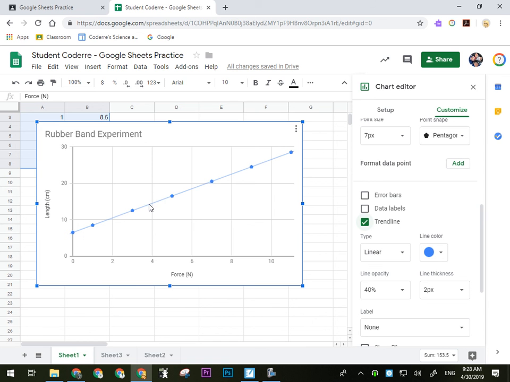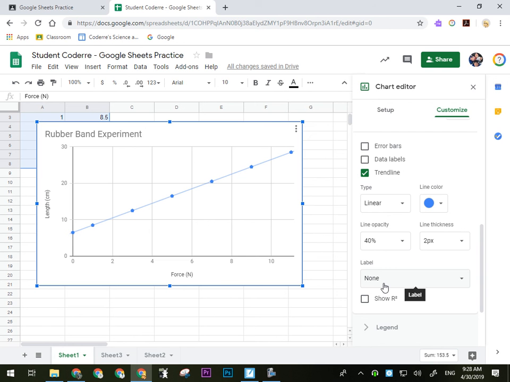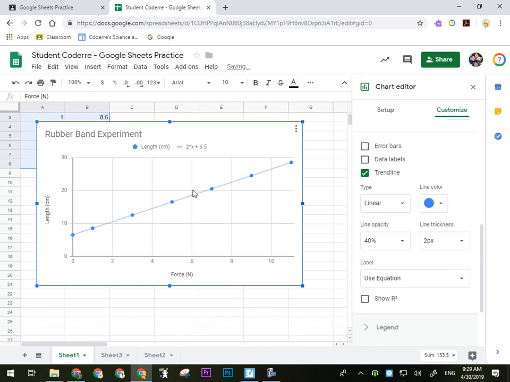All right, so now that I've got that line, the next thing I want to put on my graph is a label for that line. You can see here where it says label, it says none right now. What I want to put on there is the equation, the y equals mx plus b equation for this line. So if I click on label, it says use equation. Just click on that and it spits out the equation for the line. Now it doesn't say y equals, but this is what y equals. Everybody with me so far? All right, so I've got that graph now fully built.